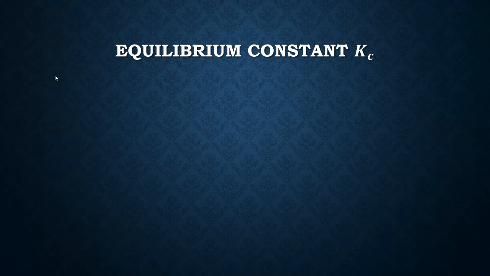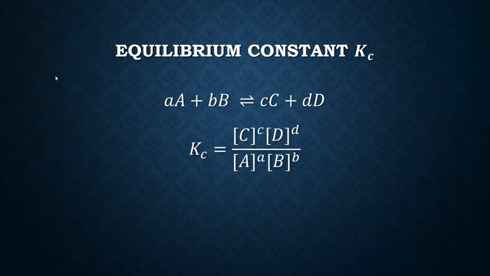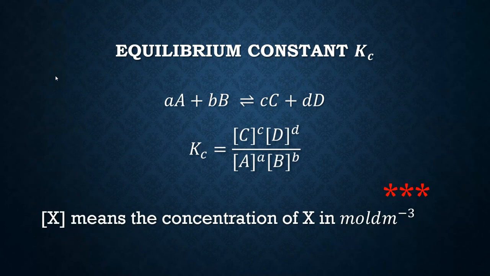So let's look at the equilibrium constant, Kc. So let's suppose we have this reaction, and Kc is given by this. The square brackets mean the concentration of X in moles per decimeter cubed, and the little letters are the powers.